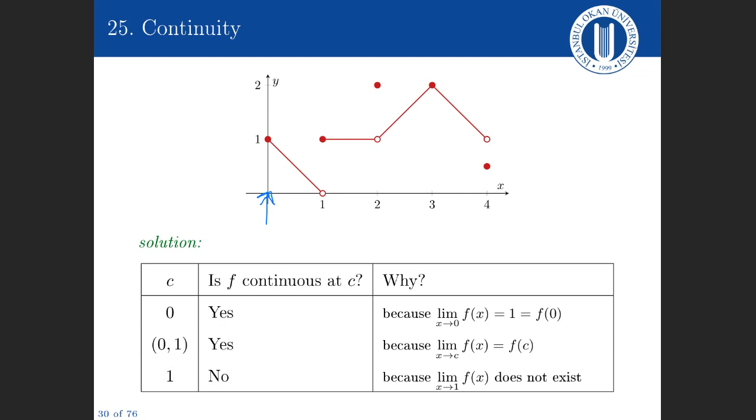f of zero exists and is equal to 1. The limit as x tends to 0 of f of x also exists and is equal to 1. And because these two numbers are the same, the function is continuous. What about between 0 and 1? Again, the function is continuous here because the limit exists and is equal to f of c.